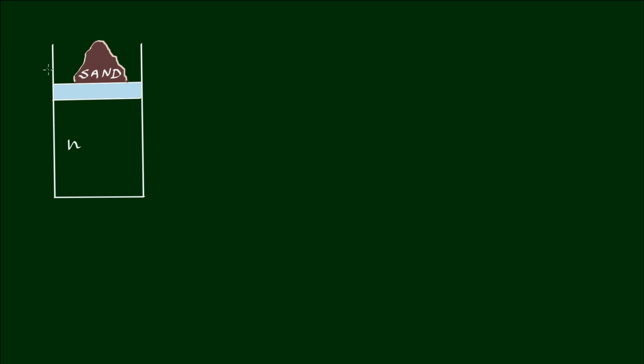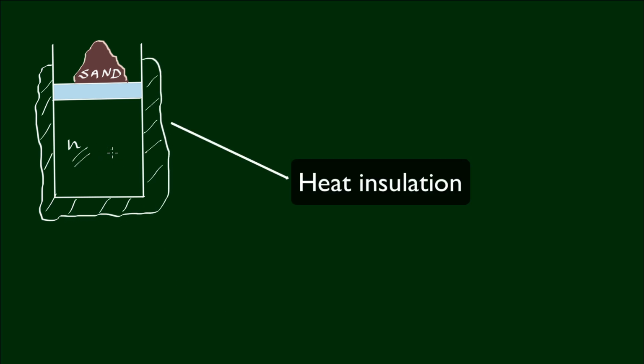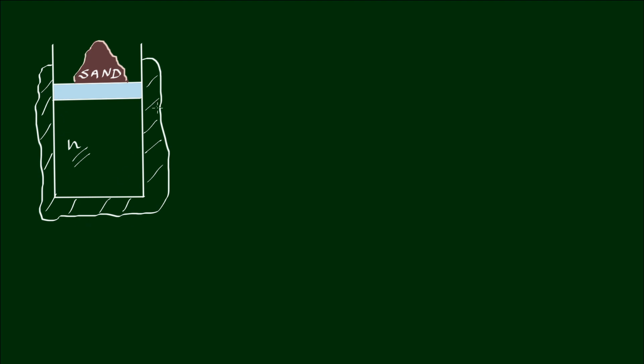Now what we are going to do is enclose this with a heat insulating material so that no heat can go in or out. So we have n moles of an ideal gas enclosed in this cylinder, and this cylinder is heat insulated so that no heat can go in or out. Now when we remove sand slowly, we are letting the gas expand with no heat going in or out. Such a process is called an adiabatic process. Or when we add sand, we are compressing the gas. That is also an adiabatic process.